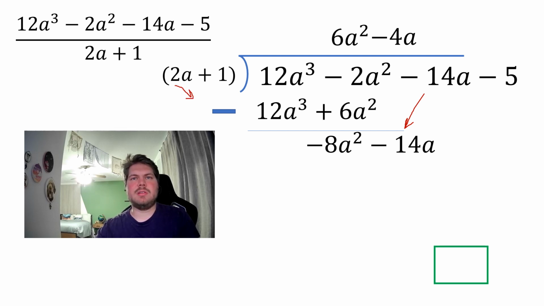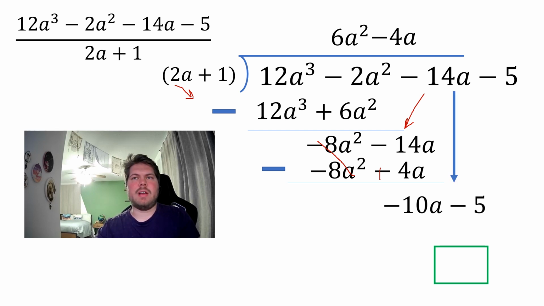2a goes into -8a squared -4a amount of times, because you need one more a, and then 2 times -4 is what gives you -8. And then -4a times 1 gives you -4a. And then we're going to subtract these, and then these cancel out, and then the minus makes us plus, so we get -10.